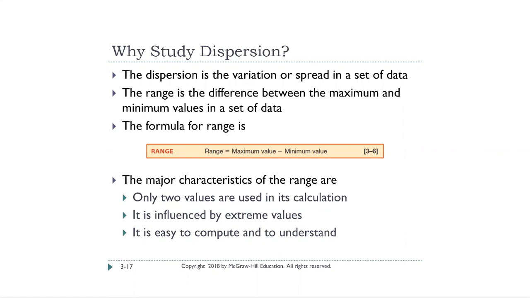So the first one, the most basic one, is the range. What this does is you take the maximum value and you take the minimum value and you find that's how wide your data is. That's the range of the data. Now, this is helpful, but it's really susceptible to outliers.